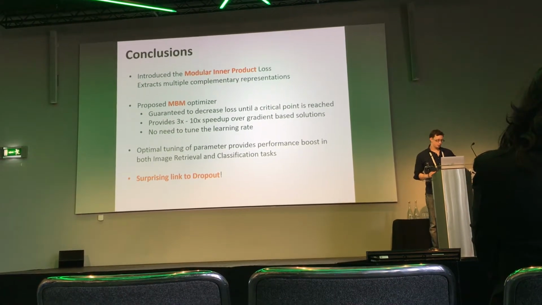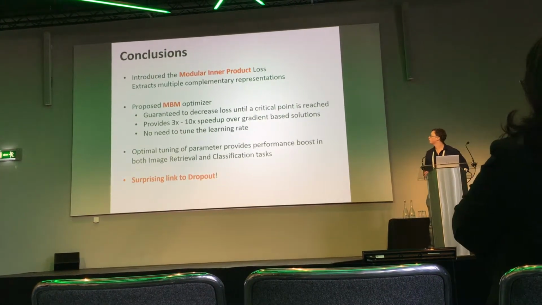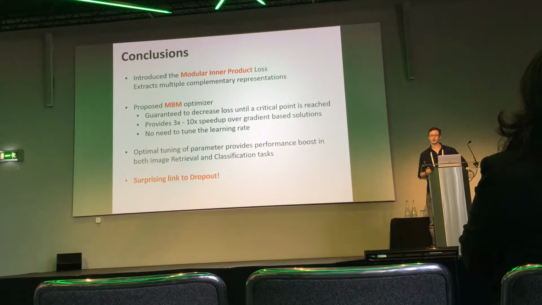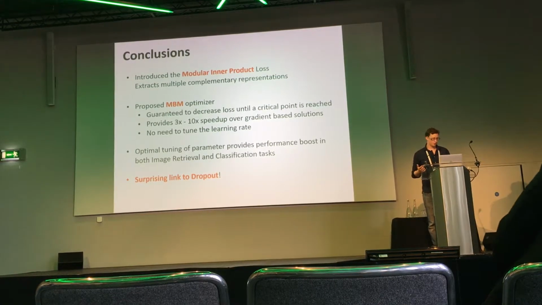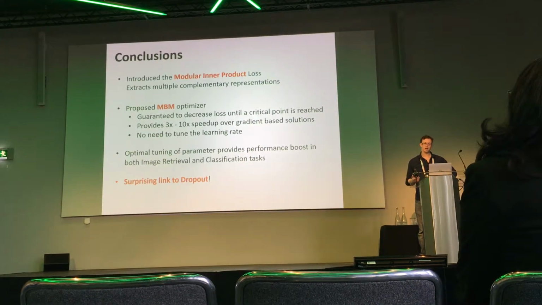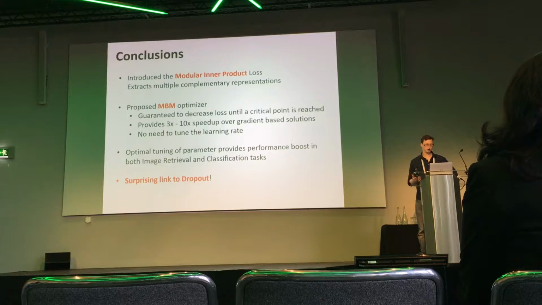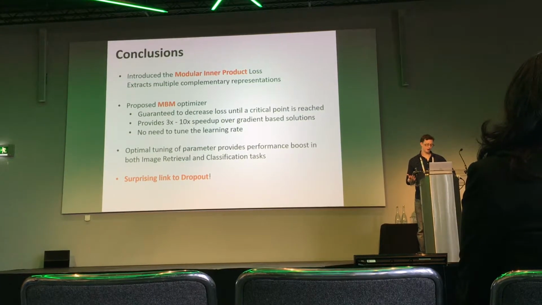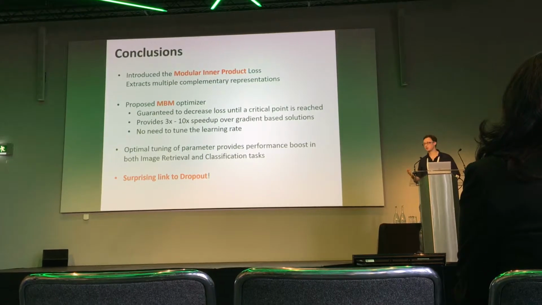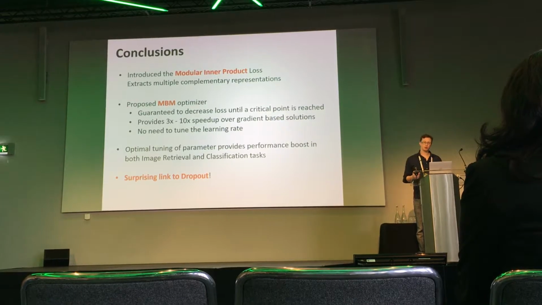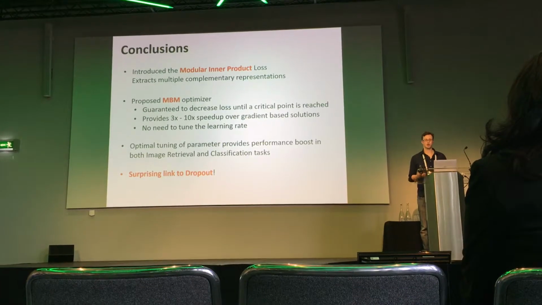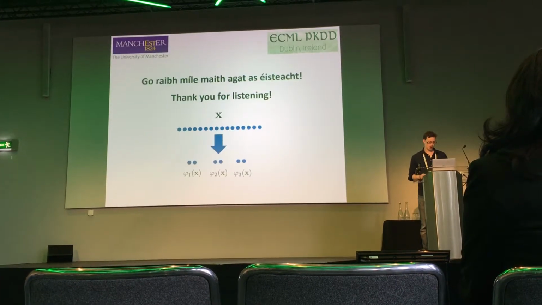Okay, so to conclude, we've introduced the modular inner product loss, which is designed for extracting multiple complementary representations of the data. We've then proposed an MBM optimizer, which is guaranteed to decrease the loss until a critical point is reached. It also provides a significant speed up over other gradient-based solutions, and there's no need to tune the learning rate. Finally, we found some rather dramatic improvements over a number of baselines in image retrieval and classification tasks. We've also found a rather surprising link to dropout. So, thank you very much for listening.